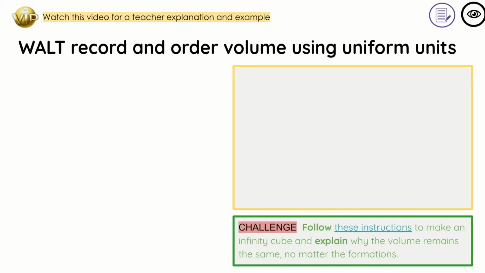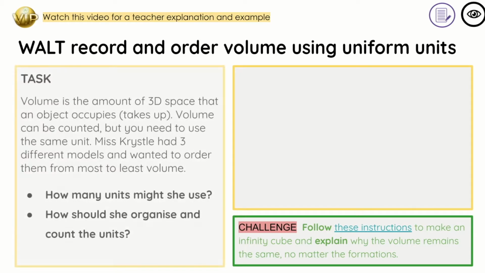So we are learning to record and order volume using uniform units. We're going to record the volume and we're going to order the volume, counting it using informal uniform units. The volume is the amount of space, 3D space, that an object occupies, takes up. Volume can be counted, but you need to use the same unit.